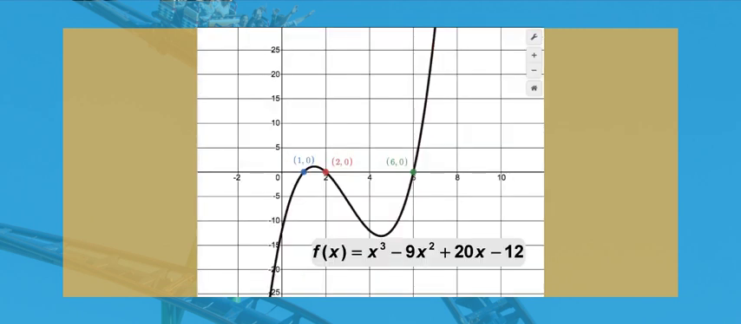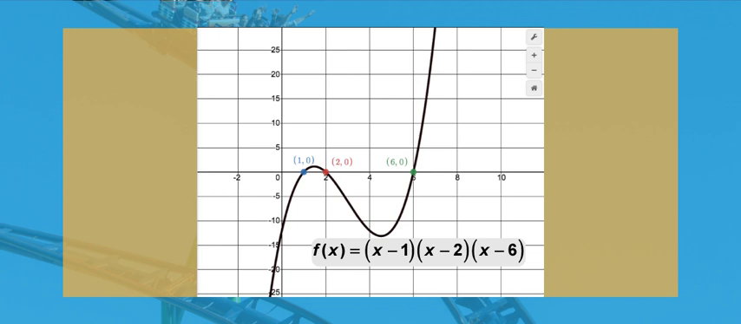The graph of a polynomial function can intersect the x-axis. When that happens is an indication of being able to factor the polynomial. For example, here is the graph of the function x cubed minus 9x squared plus 20x minus 12. Notice that it intersects the x-axis at x equals 1, 2, and 6.